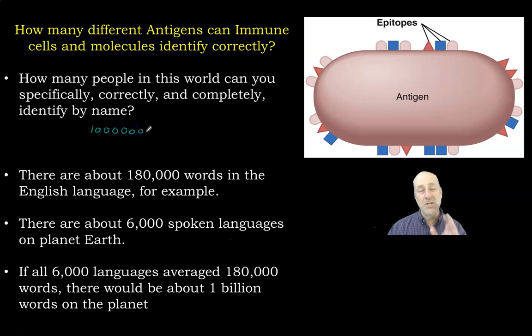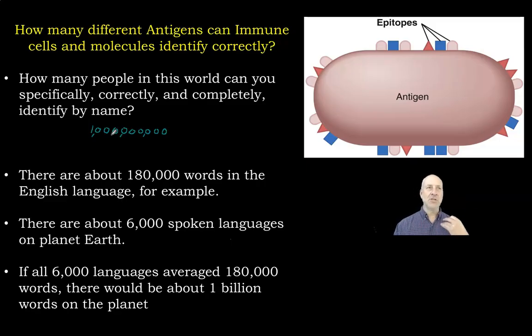This is individual molecules that you can recognize. More than 10 million. More than 100 million. Your lymphatic system and the immune function, adaptive immunity, can recognize 1 billion different molecules. Specifically and accurately, 1 billion different molecules.